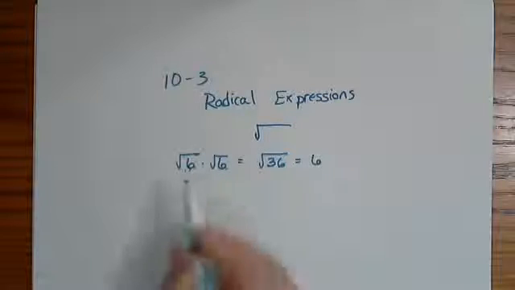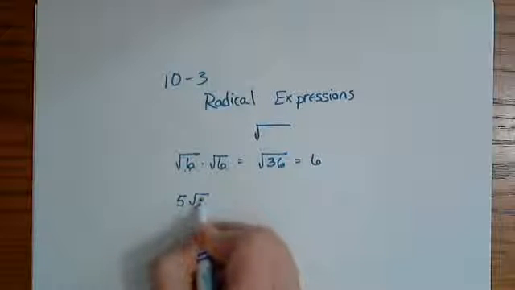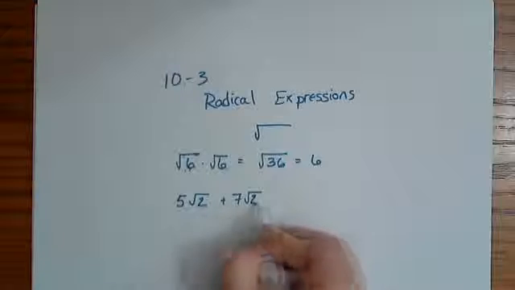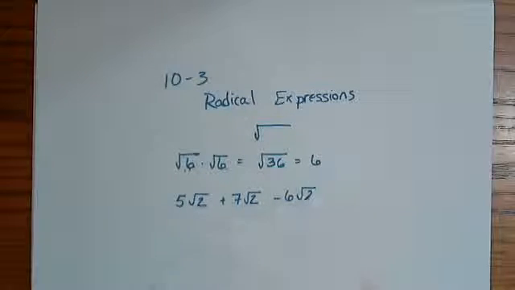The first thing is when we're adding things such as 5 times the square root of 2 plus 7 times the square root of 2, and then maybe we've got a minus 6 times the square root of 2. When we have the square root of 2 and the square root of 2 and the square root of 2, we can just add the coefficients. It's just as if that square root of 2 is a variable. You can treat it pretty much the same way as if it was an x.